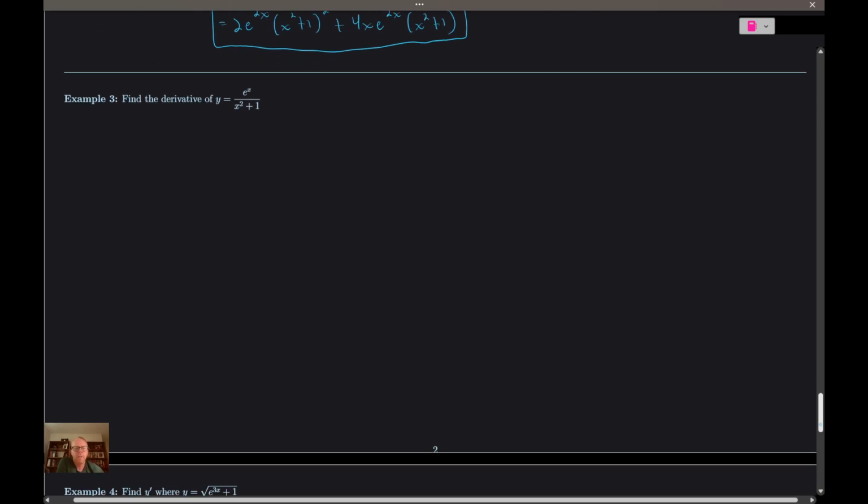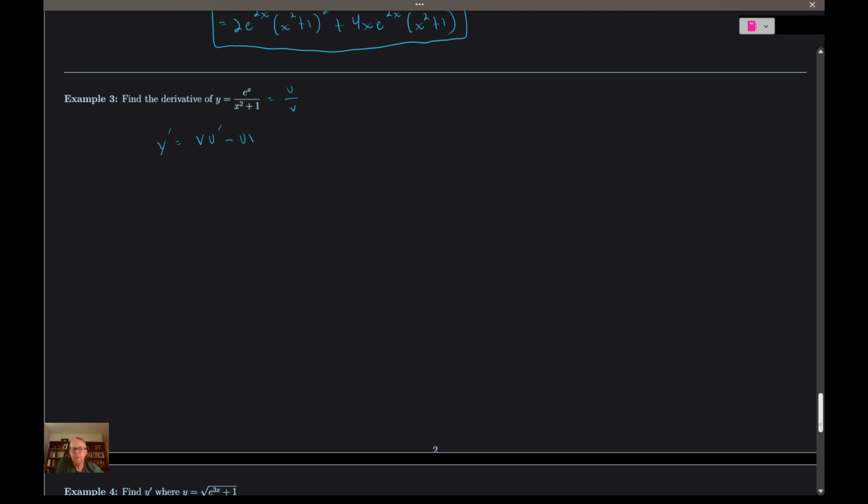So now we have a quotient rule. So remember, this is u of x over v of x, and the derivative is the bottom times the derivative of the top minus the top times the derivative of the bottom, all over the bottom squared. So let's write out our u, u prime, v, and v prime. So u is e to the x. U prime is e to the x. V is x squared plus 1, and then v prime is 2x.